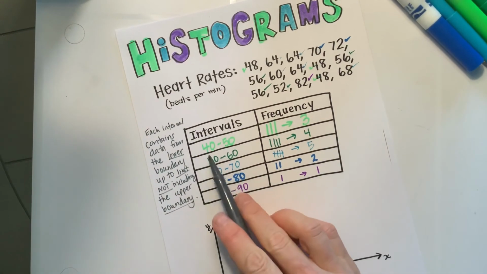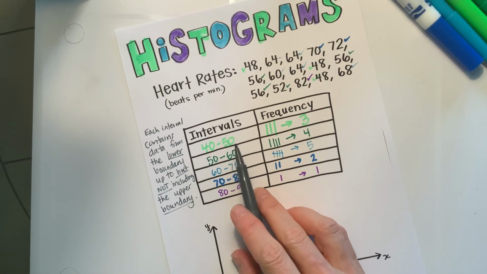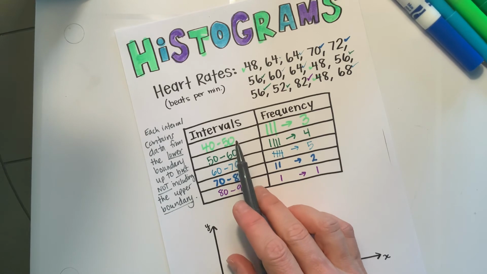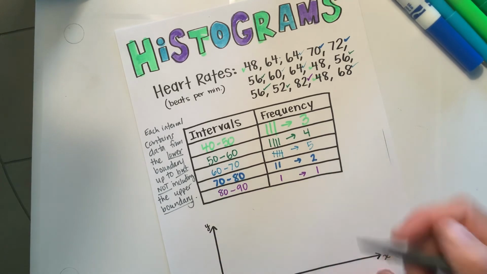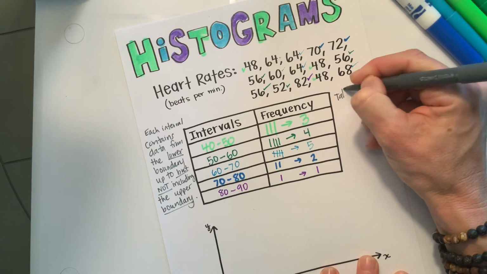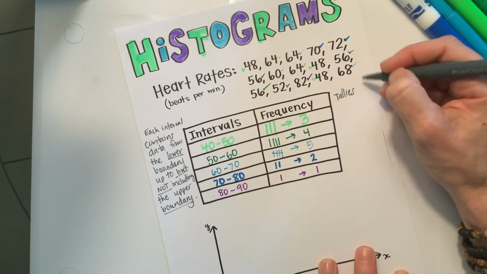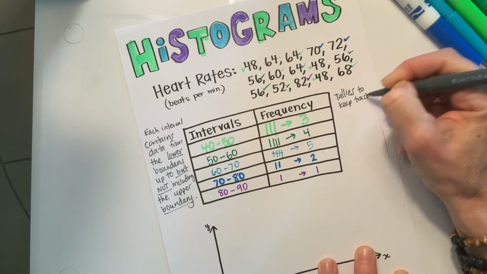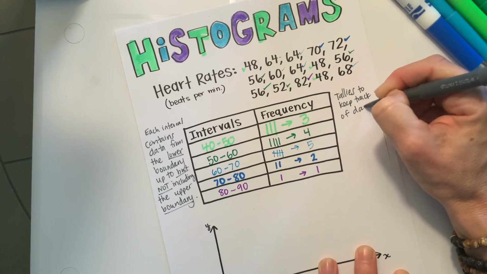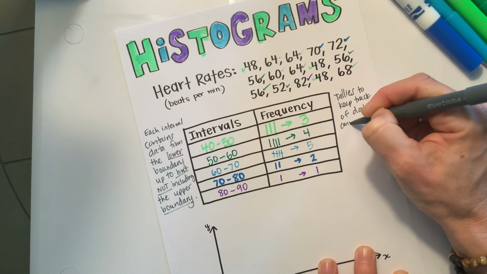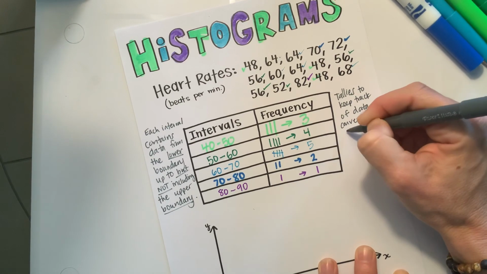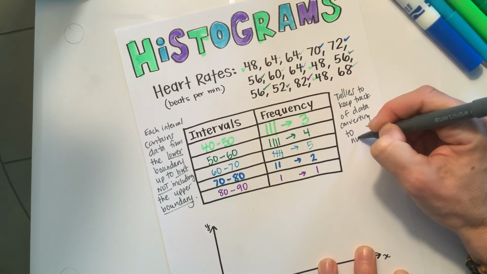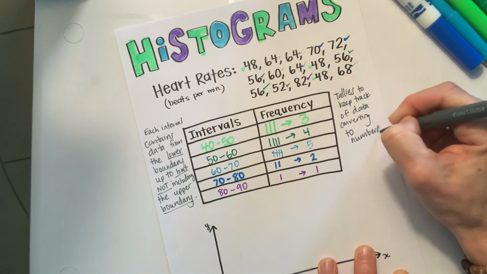So even though it says 40 to 50 is the interval range, if there were to be a data value that's exactly 50, it would go into this bucket, like I said. And then we want to use tallies to keep track of data, converting to numbers.